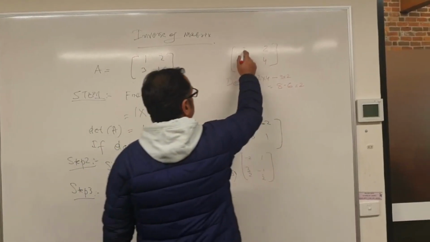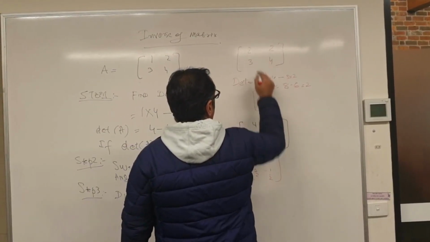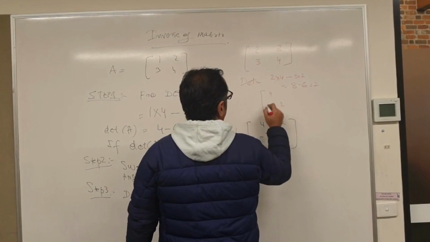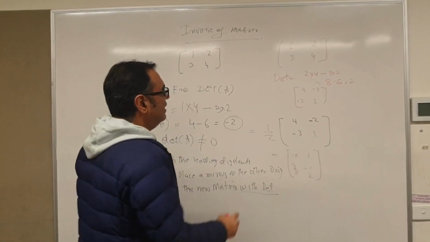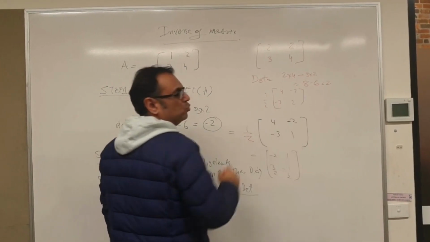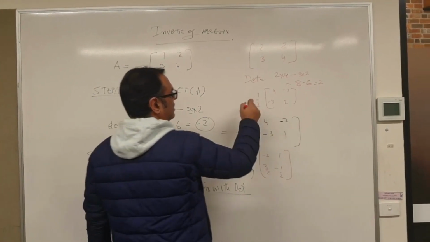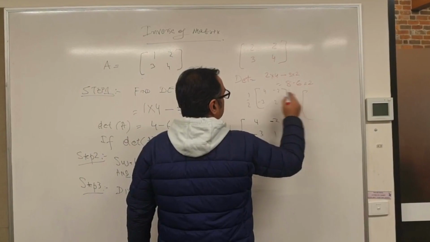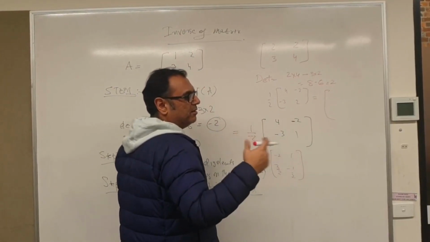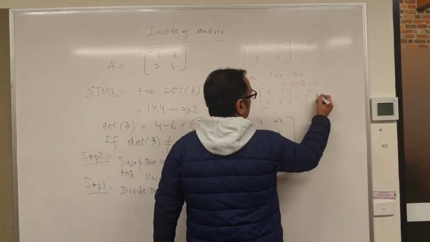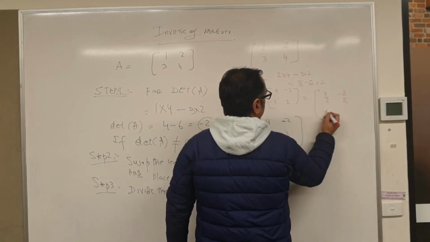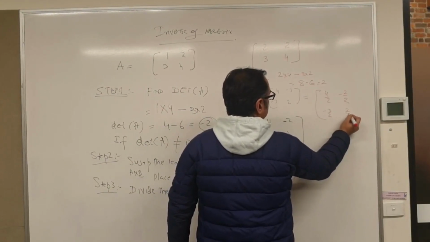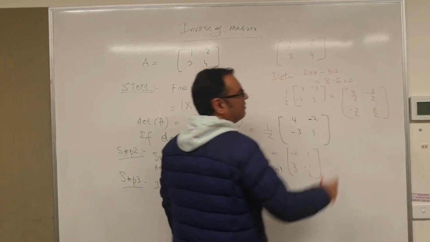Then you swap the leading diagonal elements, 4, 2, and you place a minus here, negative 3 and negative 2. And you finally divide all of that by 2, the determinant. So basically, even if you don't know the regular by hand calculation, just place a 2 underneath it: 4 over 2, minus 2 over 2, minus 3 over 2, and 2 over 2. Even if you do this, you'll be fine.